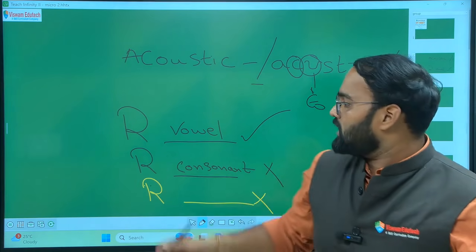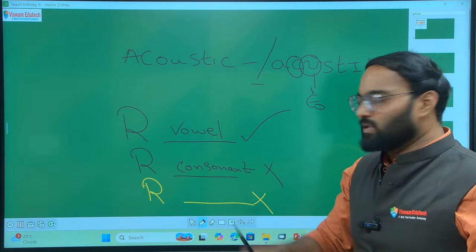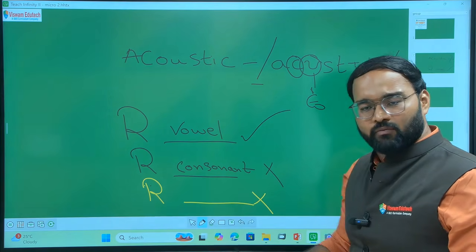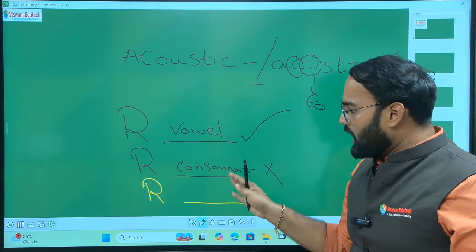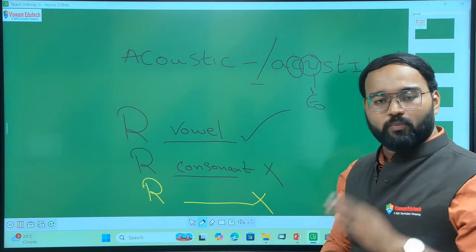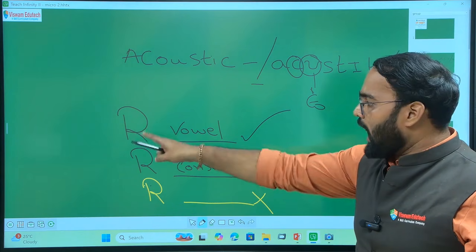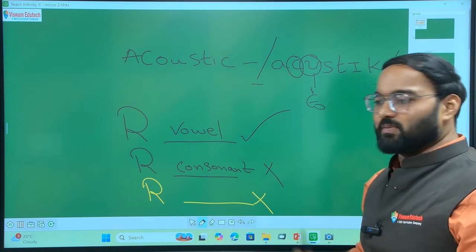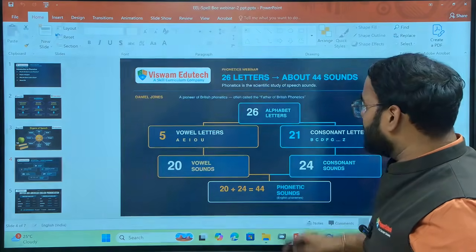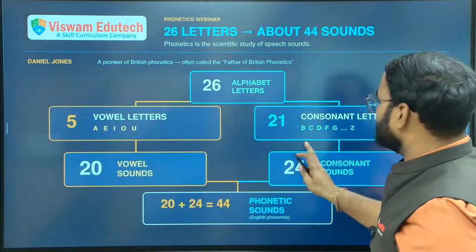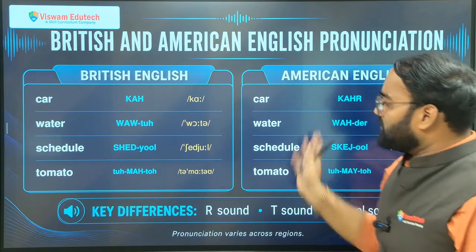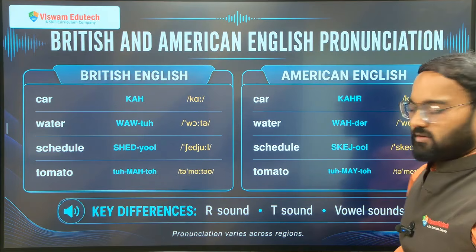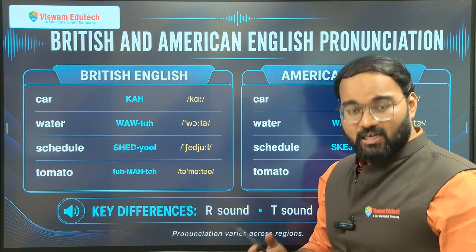If next to R there is a vowel, only then we need to pronounce the R. If next to R we don't have anything, we need not pronounce R. If next to R we have a consonant, still we should not pronounce that R. So R is pronounced only if there is a vowel next to it. This is the British rule, and British people follow this. When it comes to American English, we don't have that rule.